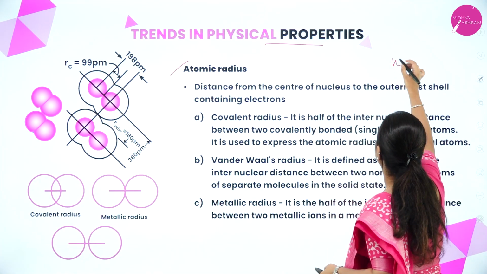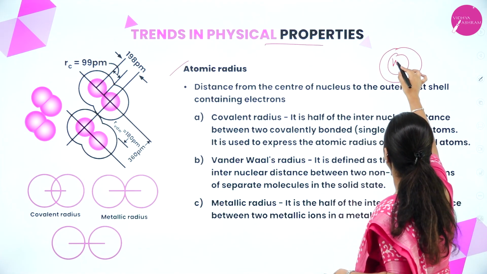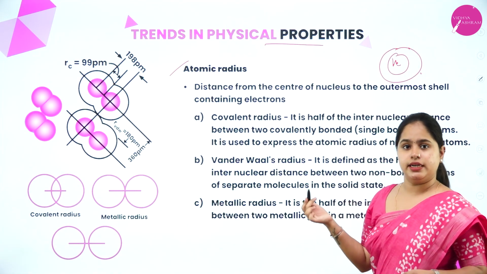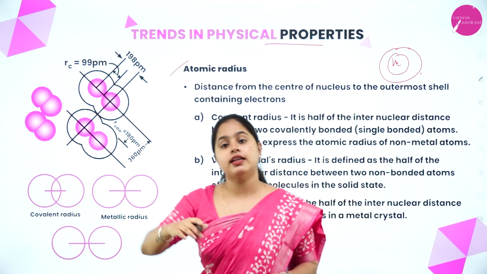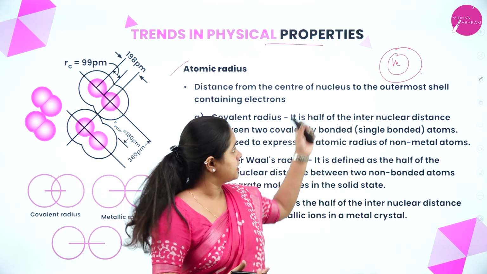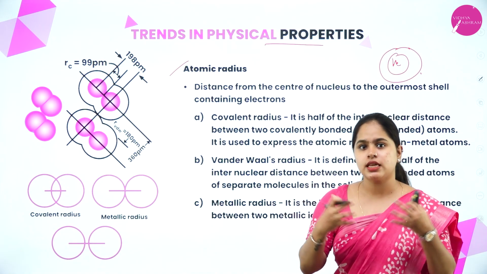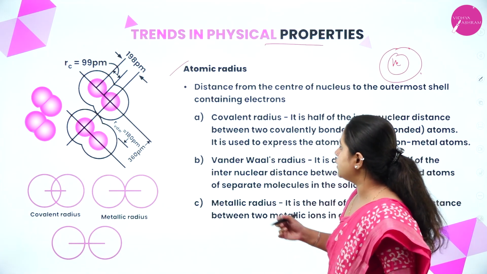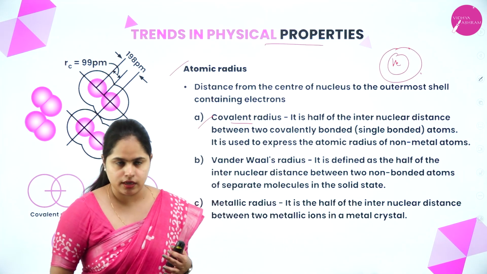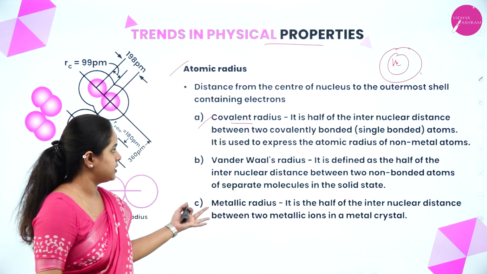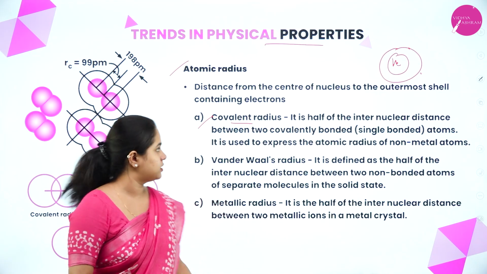Right. So if I am considering this particular atom, from the center of the nucleus to the outermost shell containing electrons, what is the distance between them? Yes, from the center of the nucleus to the shell containing the outermost electron. So the distance is called the atomic radius. There are different types of atomic radius based on how these atoms are combined with each other. Let's see, the first one is covalent radius. As you can see, covalent radius means the atoms will be covalently bonded, right? It is half of the internuclear distance between two covalently bonded atoms, and it is used to express the atomic radius of non-metals.